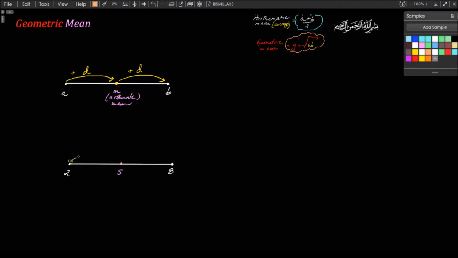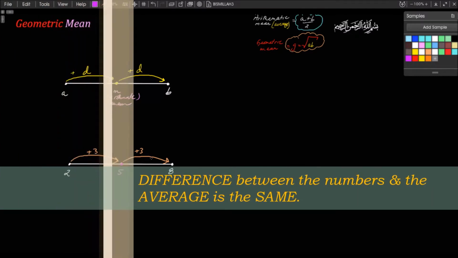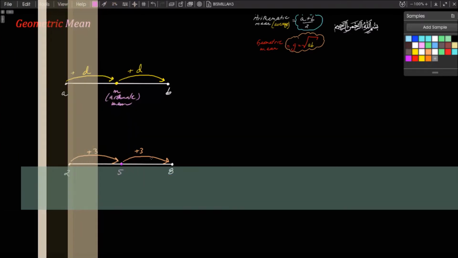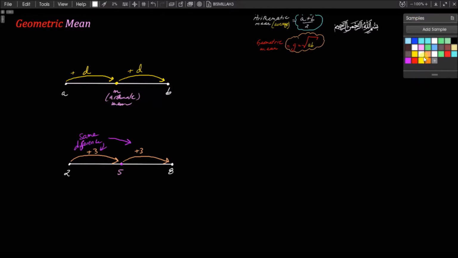Now the difference from 2 to 5 is 3, and then from 5 to 8 is also 3. You can visually understand the arithmetic mean as the distance, or difference, between these numbers being the same. So from the first number to the mean, and from the mean to the second number, the distance or the difference is the same. Now, you can actually also conceptualize the geometric mean like this.